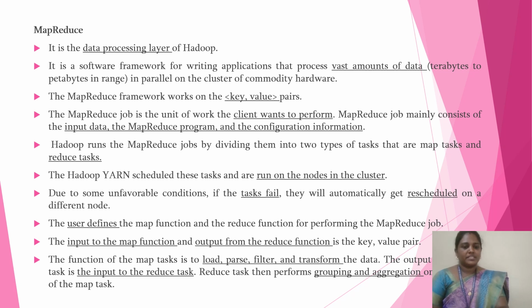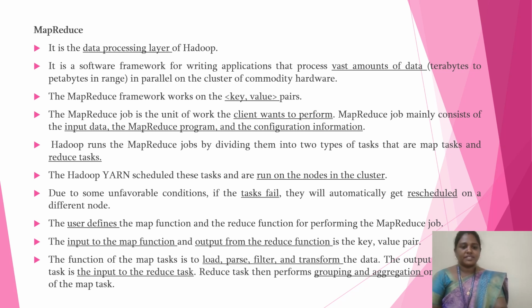The main job of MapReduce is the unit of work the client wants to perform. It mainly consists of the input data, the MapReduce program, and the configuration information. Then Hadoop YARN schedules the tasks and runs them on the nodes in the cluster. If any one node fails or any server problem occurs, another node informs the other nodes and it is automatically rectified. The user defines the map functions, and the output from the map is used by the reduce functions by analyzing the key-value pairs.